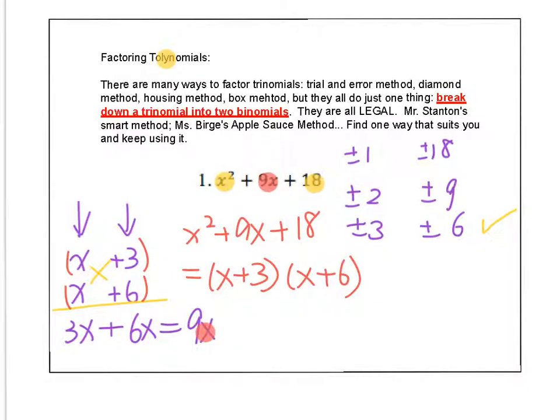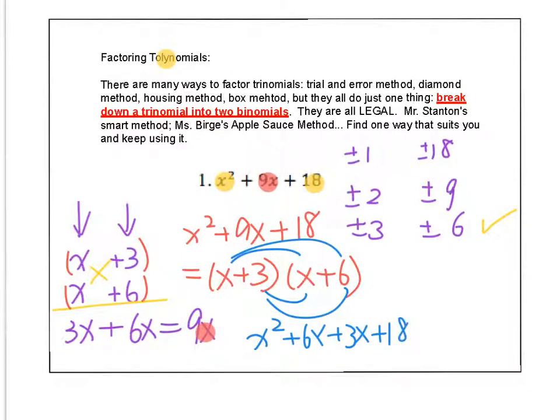Now let's verify it. If I distribute this using FOIL, x times x, first term, is x squared. x times 6, outside term, is 6x. Inside term, 3 times x is 3x. And then last term, 3 times 6 is 18. And if I combine like terms, I just verified that this is my original problem. Okay, so this is how we factor it.